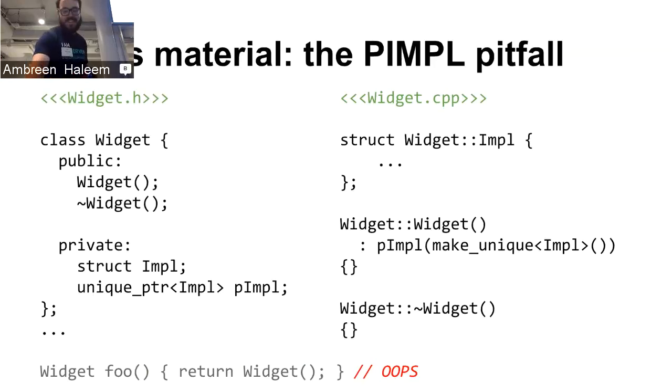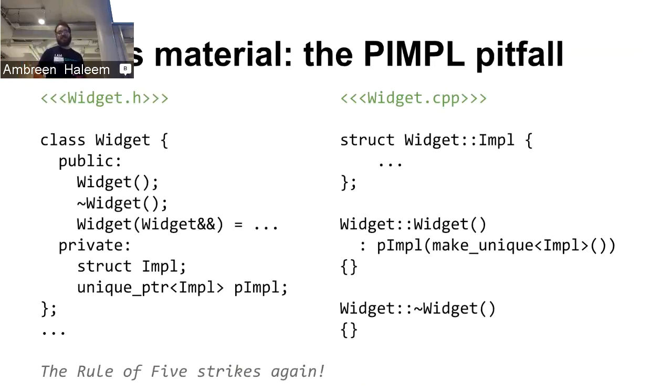And then the way that we get around that is we provide our own move constructor, and then of course we have to provide our own move assignment operator, and so on. And we get back to the old rule of five: define everything.